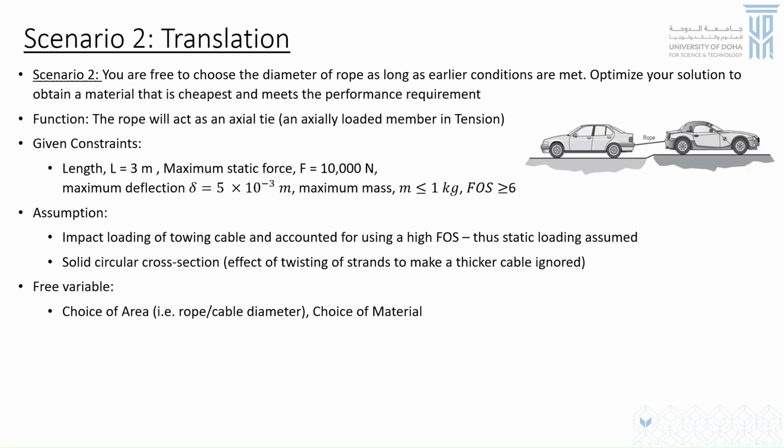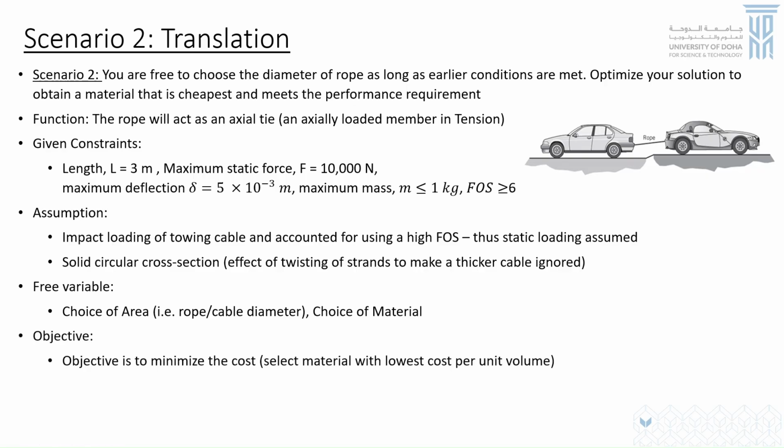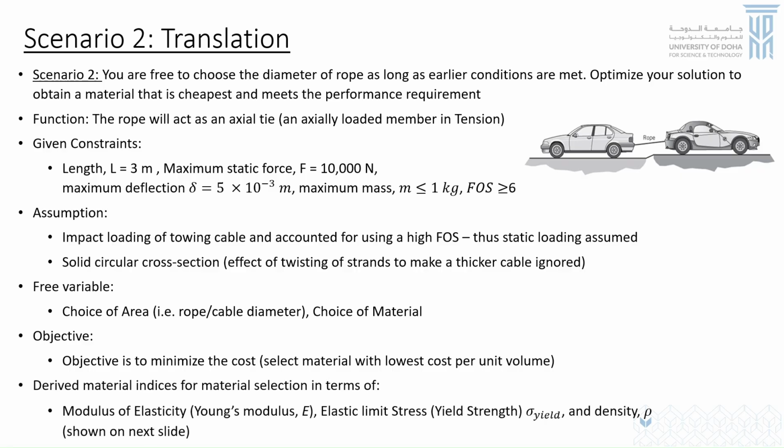The free variable in this case now has changed. So this is now the choice of area as the free variable, and therefore the diameter is also free to choose, that is, the diameter or the radius of the cable. Choice of a material is of course the free variable, because that will then allow us to do the material selection. The objective here is to minimize the cost, and basically we'll be doing it to get the material with the lowest cost per unit volume.